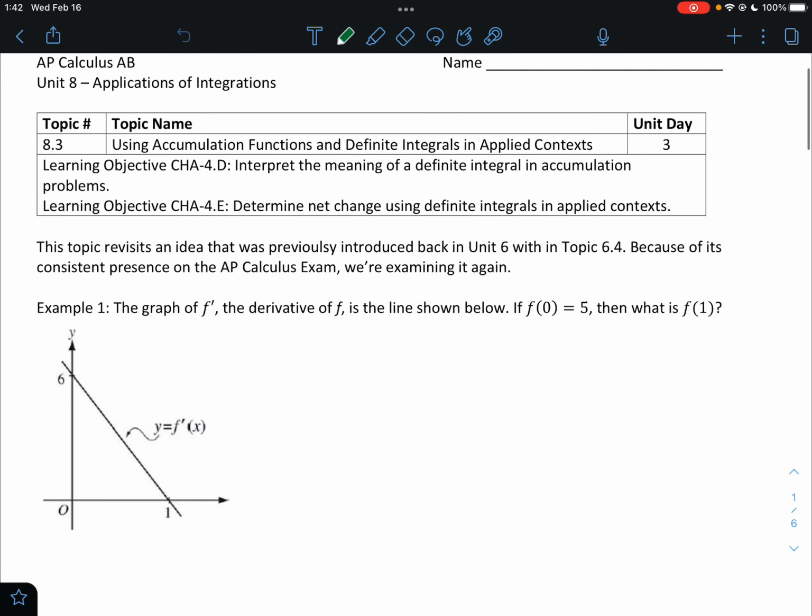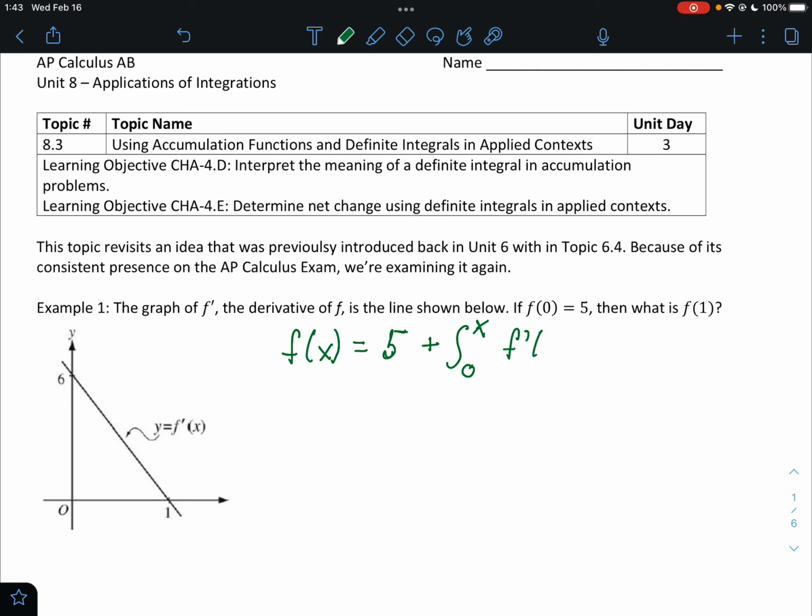Example 1 says the graph of f prime, the derivative of f, is this line shown below. If f of 0 is 5, what is f of 1? So what we would want to write here is what we called back in topic 6.4 an accumulation function. Okay, so we're trying to find f of 1. Let's start with the function f of x. So f of x would equal, starting point we have would be 5, plus some integral from 0 to whatever we're looking for. Now, we can't figure out exactly what we want to do, which is any number, so we'll call it x, of f prime of x dx.